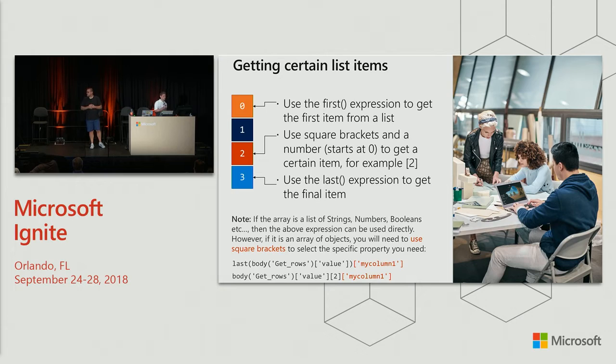If you are using strings, numbers, and booleans, you can use that item directly, taking last and passing that in. If it's an object, you then want to chain on bracket operators to go access properties off of the object.